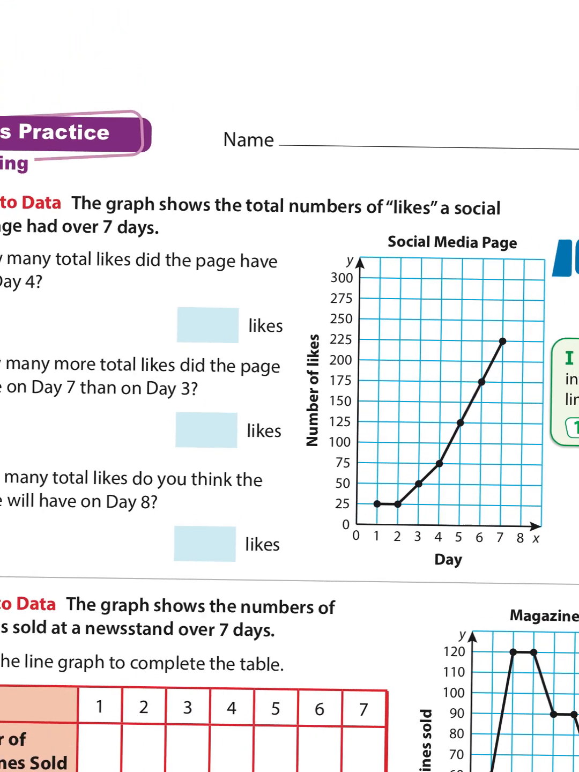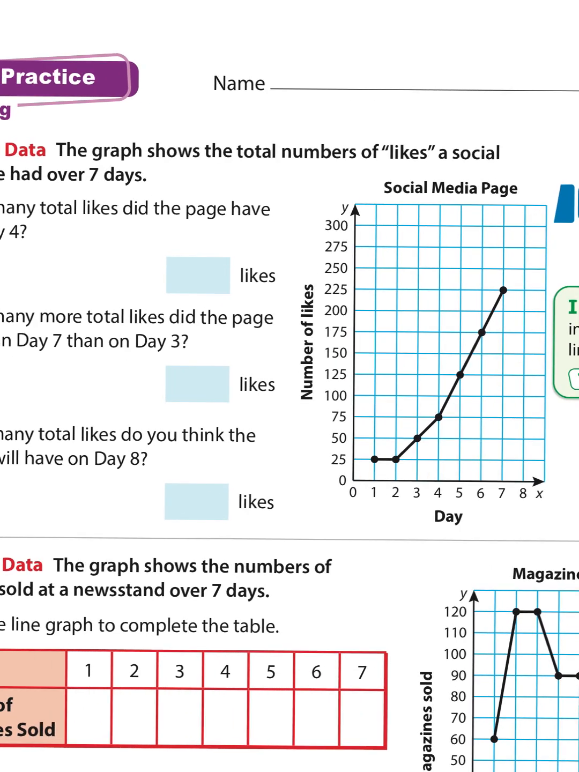It says this graph shows the total numbers of likes a social media page had over 7 days. How many total likes did the page have on day 4? I'm already given the graph. I'm now pulling information from the graph of data. So how many total likes after day 4? 75. Does everybody see? Here are my days down here. So day 4 up, I'm at 75.